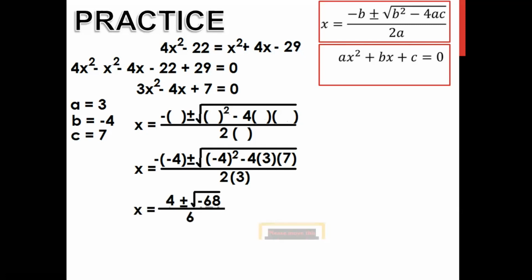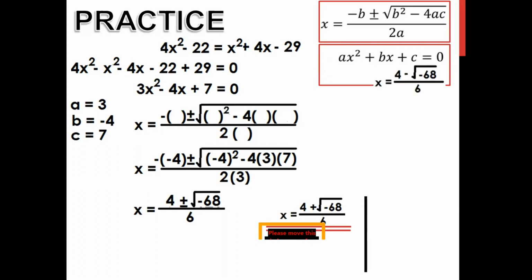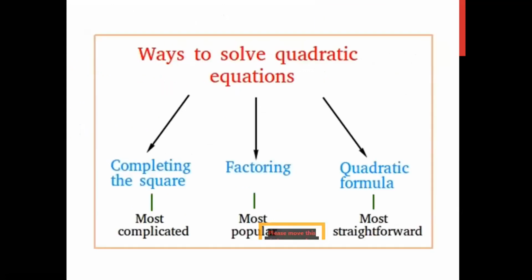So again, we can simplify the negative 68. So we only need to get the roots, the positive and negative. So the first one is the positive. We have 4 plus square root of negative 68 over 6. And the other one is 4 minus square root of negative 68 over 6.